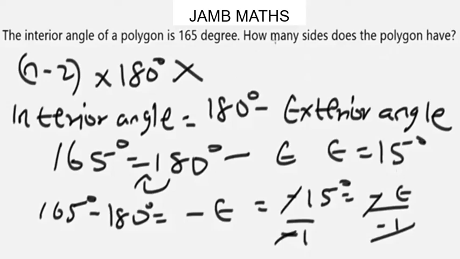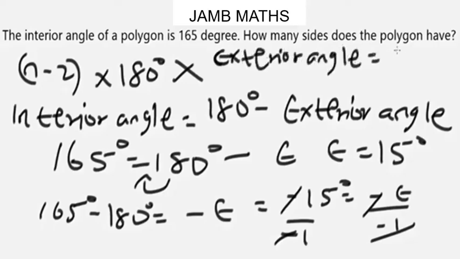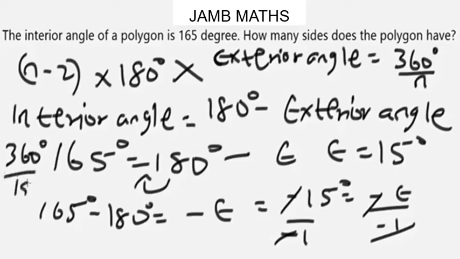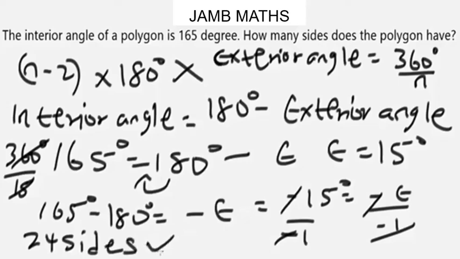To get the number of sides, we're going to apply the formula for the exterior angle. The exterior angle is 360 degrees over n. So the exterior angle is our 15. When you plug in 15, we're going to have 360 degrees over 15. When you punch it on a calculator, you are going to have 24. That means we have 24 sides. That means the polygon has 24 sides. Alright, so it's as simple as that.